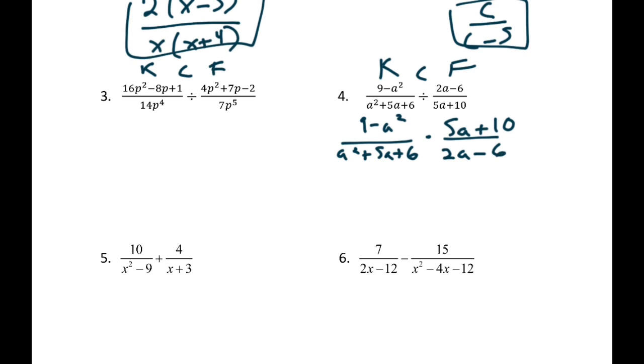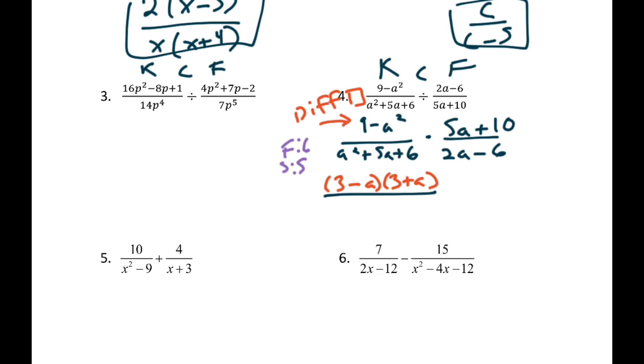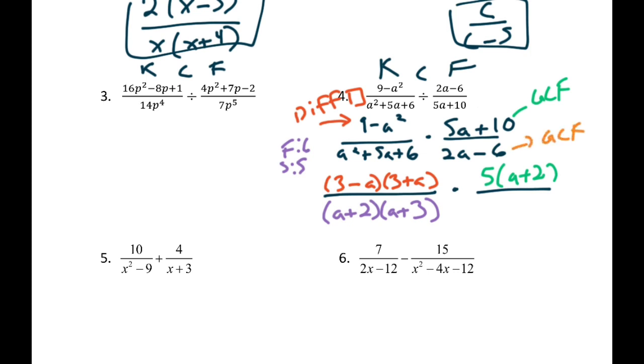So when we factor, this is going to factor into a difference of squares. So it'll factor into a 3 minus a and a 3 plus a. The bottom left will be a factor sum, so factors of 6 with a sum of 5. That would be 2 and 3. So a plus 2 and a plus 3. Top right would be a GCF, so I could factor out a 5. And the bottom right would also be a GCF, which I can factor out a 2.